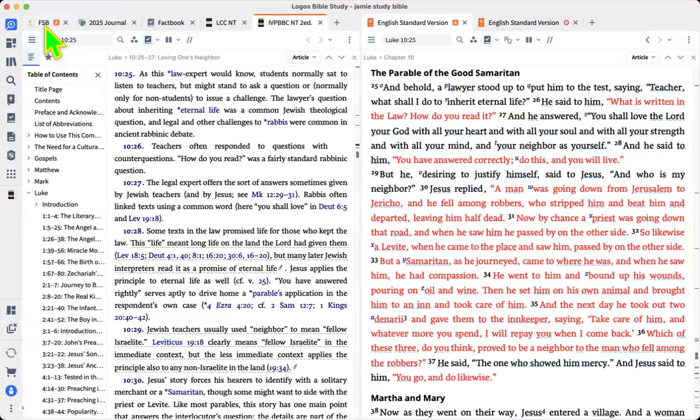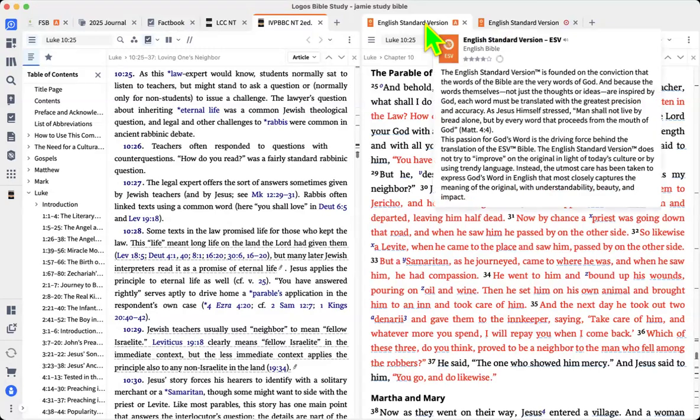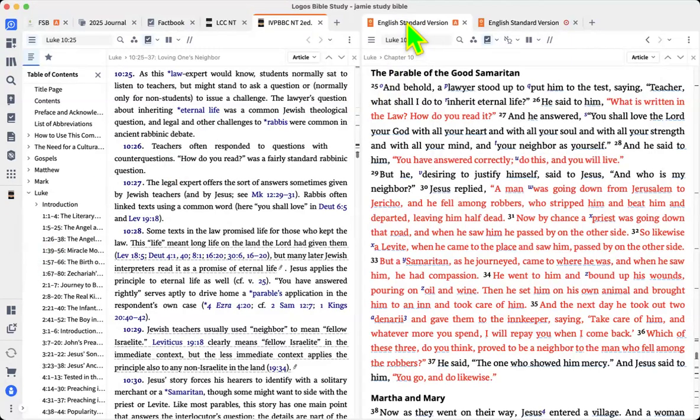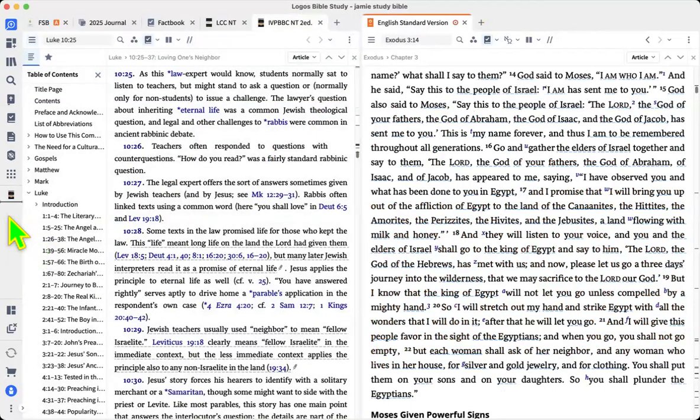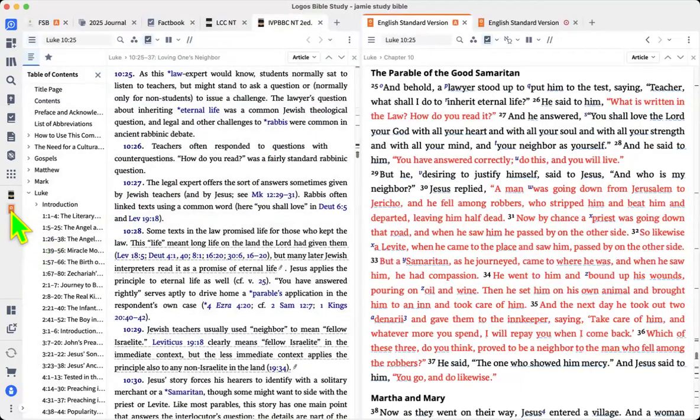And you could do this with the Faith Life Study Bible. You could do it with your journals. You could do it with a fact book if you wanted. You could get a Bible if you always want to quickly look at the English Standard Version. Just grab it, drag it right here. Now I've got a shortcut.